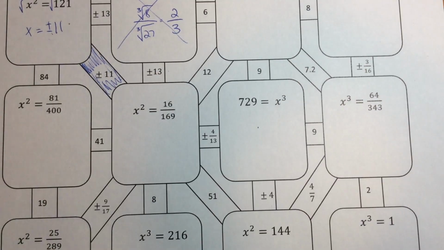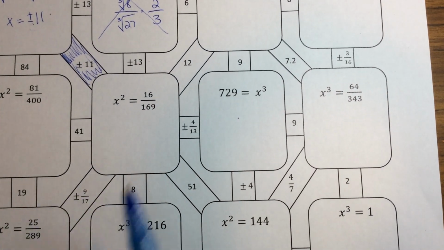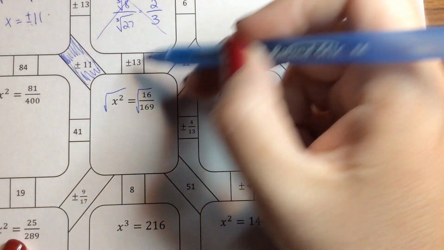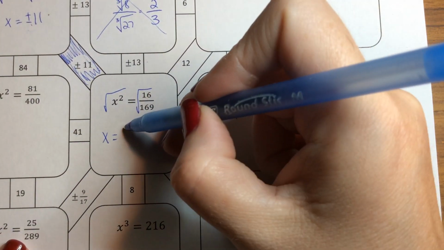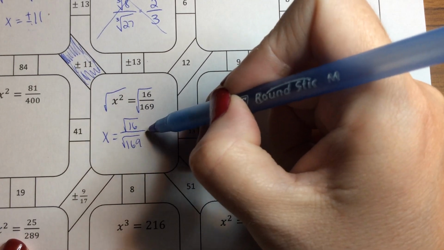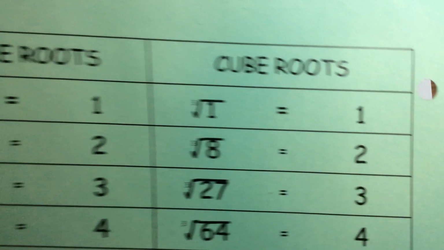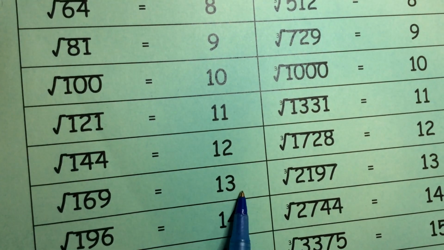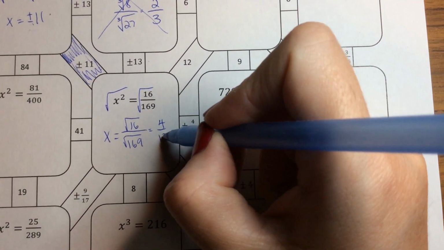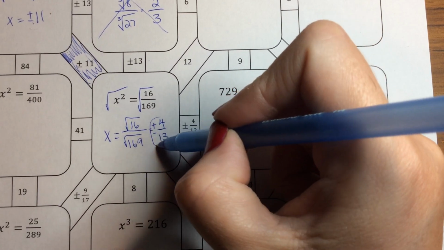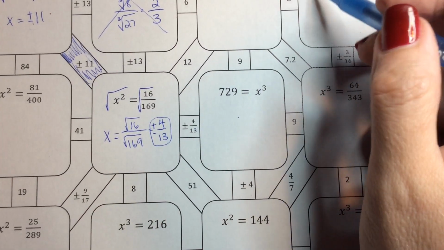Alright, let's go ahead and do this one as well. So we're doing squared, so we're taking the square root, and we're doing the square root of 16 over the square root of 169. And if we use our sheet, square root of 16 is 4, and the square root of 169 is 13. But don't forget, this is a square, so we're going to have two answers, positive and negative 4/13.